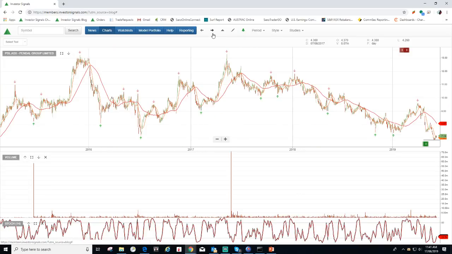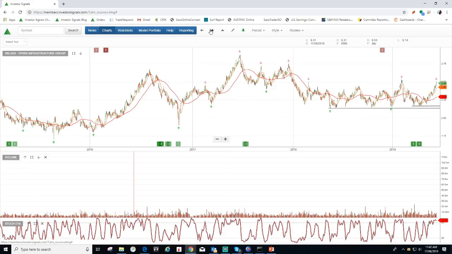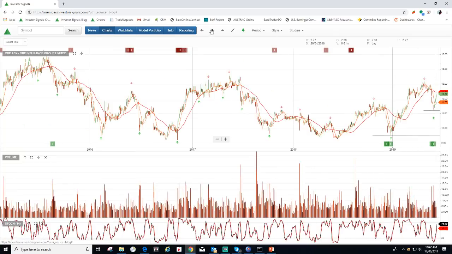Pendal Group, not doing too much there at the moment, but this one's added into the model portfolio. This is the old BT funds management business. Spark Infrastructure is electricity retailing predominantly in South Australia and in Victoria, but with interest rates falling, we've seen money flow into this. The algo model added it into the portfolio around 220 and we're now pushing 250.